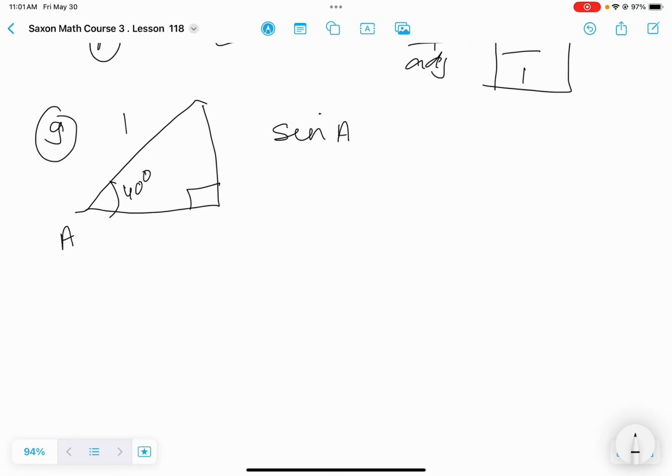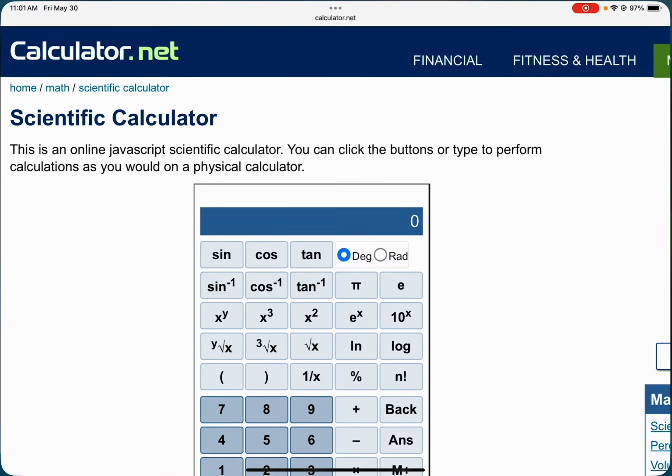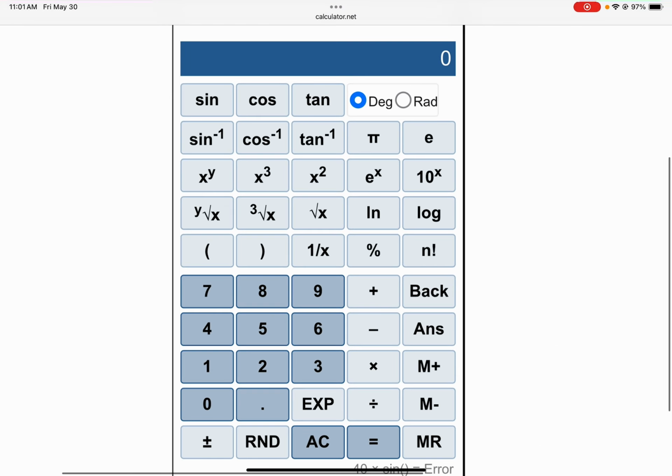In that example, the first thing we are asked to do is enter 35, and we are going to use a calculator here, a trigonometry or scientific calculator. They said enter 35 and press sin. In problem G, instead of 35, it's 40. So sine 40. We are going to use a calculator to see what sine 40 is. Where is my scientific calculator? That's my calculator. Let's do exactly what they told us to do. We have to press 40 and sin.